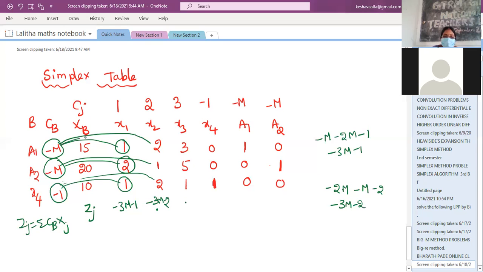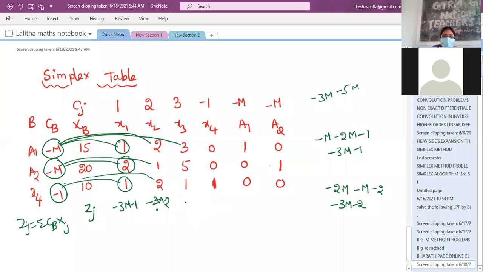The next value, X3 column values. So minus m into 3, minus 3m, minus 3m minus 5m. So minus 8m minus 1. So minus 8m minus 1.